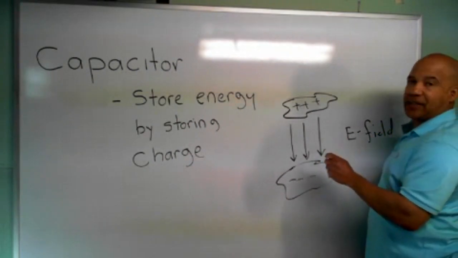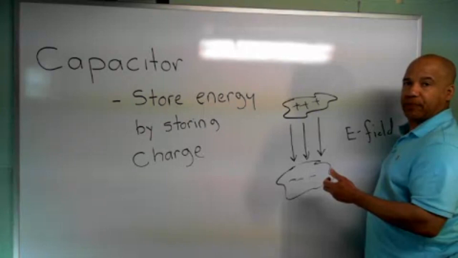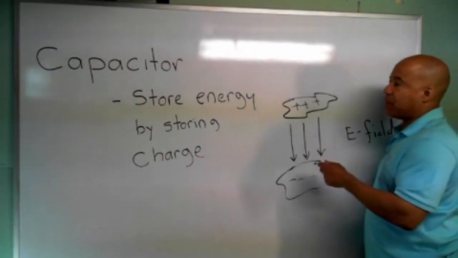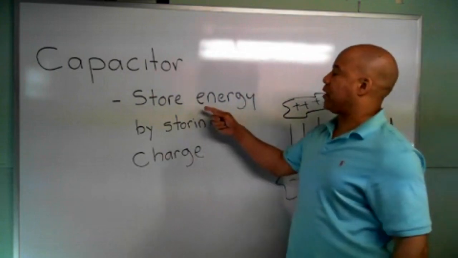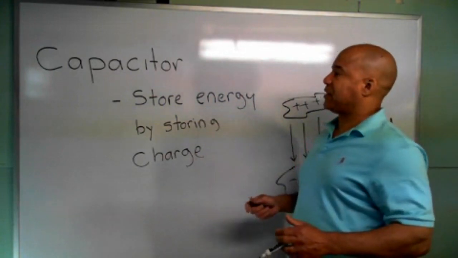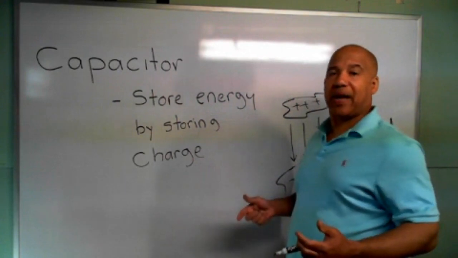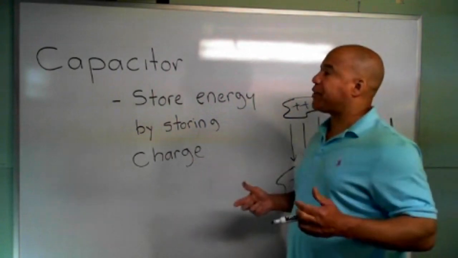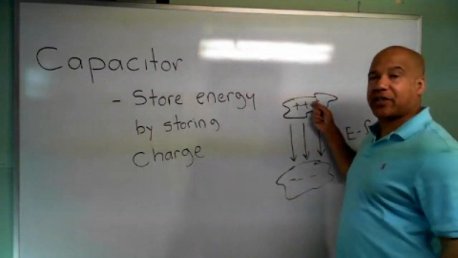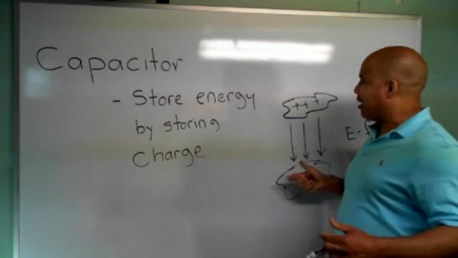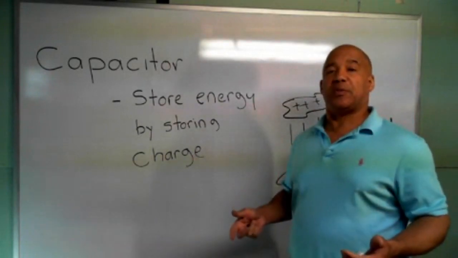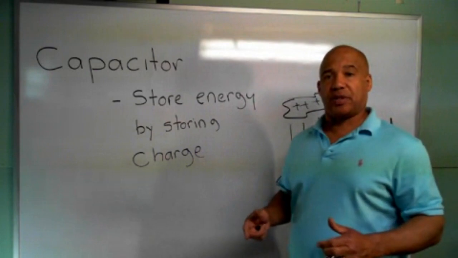Basically, voltage is electrical potential energy. So anytime I have a separation of charge, I have potential energy. And that's exactly how we store energy in a capacitor. A capacitor is basically two conductors separated by an insulator, and we charge the conductors. We charge one conductor to be positive, one to be negative, and in that way we store energy, potential energy, specifically electrical potential energy.